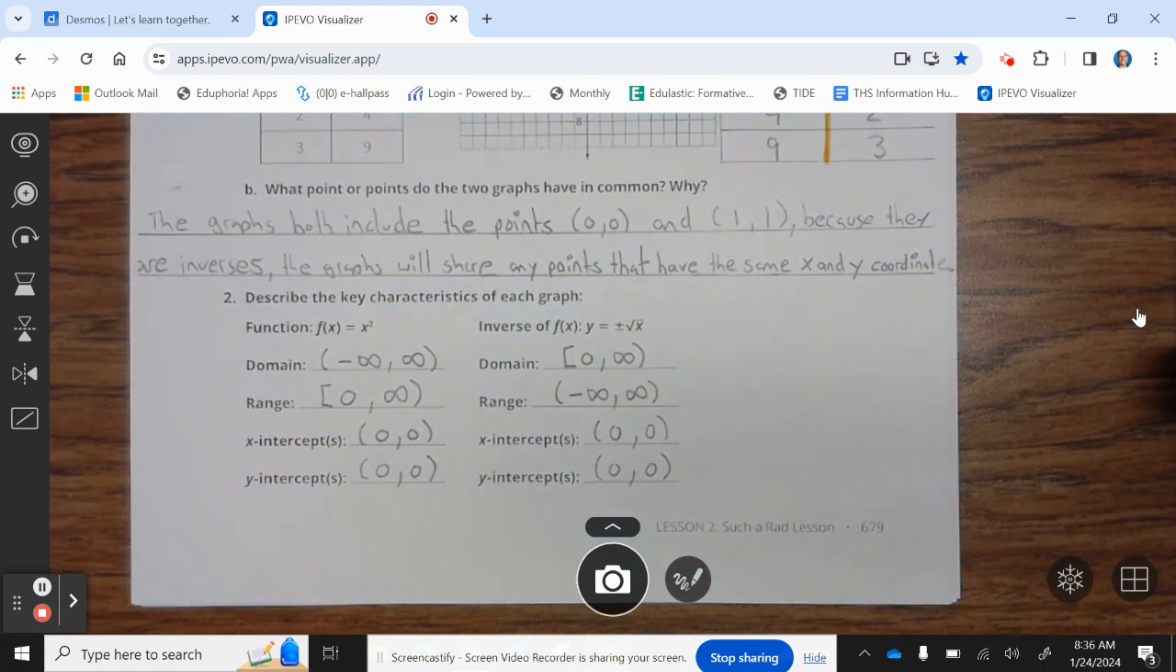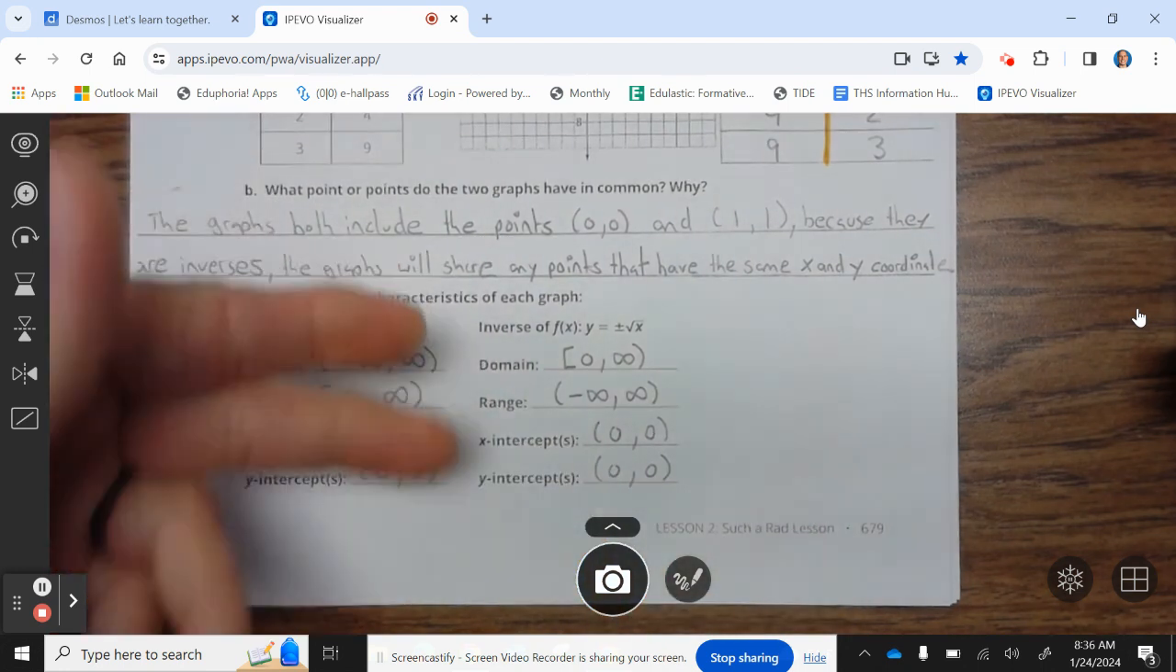Two, describe the key characteristics of each graph. Function f of x equals x squared: the domain is negative infinity to positive infinity. The range is 0 to infinity. The x-intercept is 0, 0. The y-intercept is 0, 0. For the inverse, y equals plus or minus square root of x, the domain is 0 to infinity. The range is negative infinity to positive infinity. The x-intercept is 0, 0. The y-intercept is 0, 0. Notice that for the inverse, the domain and range switched.